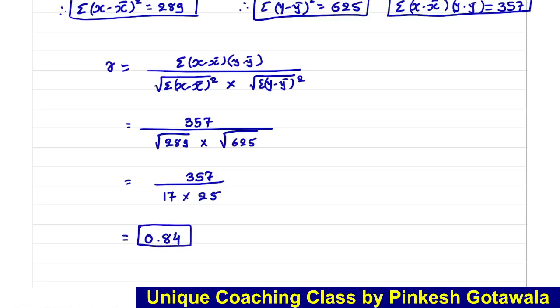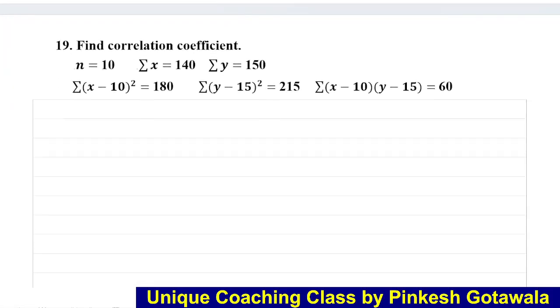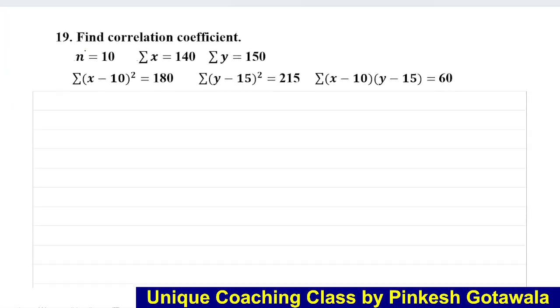Okay, let's see the next sum, number 19. Find the correlation coefficient. n is equal to 10, sigma x is 140, sigma y is 150. Then here, same as the previous sum, sigma (x minus 10) whole square is given, sigma (y minus 15) whole square is given, and sigma (x minus 10)(y minus 15). Okay, it is the same kind of problem.